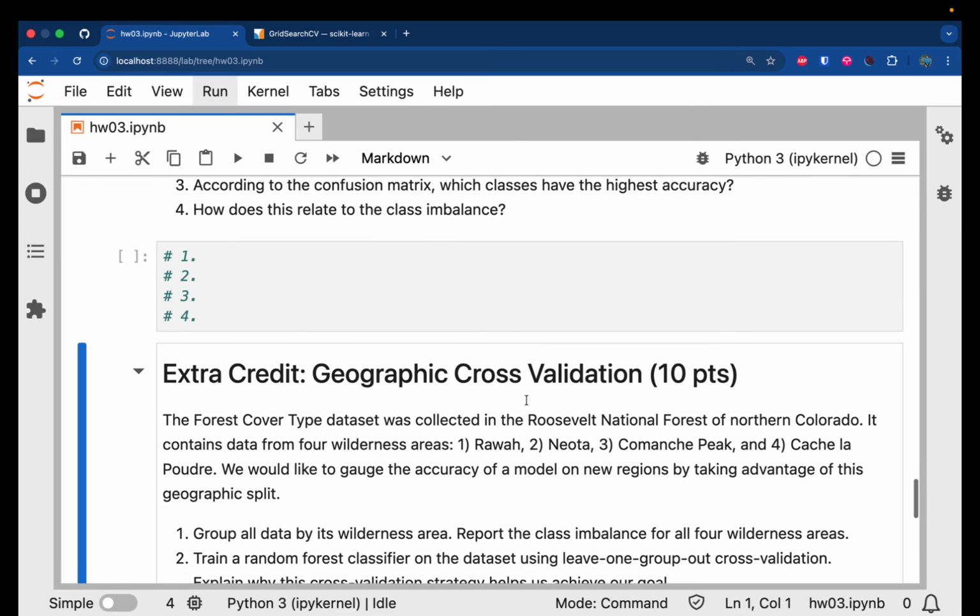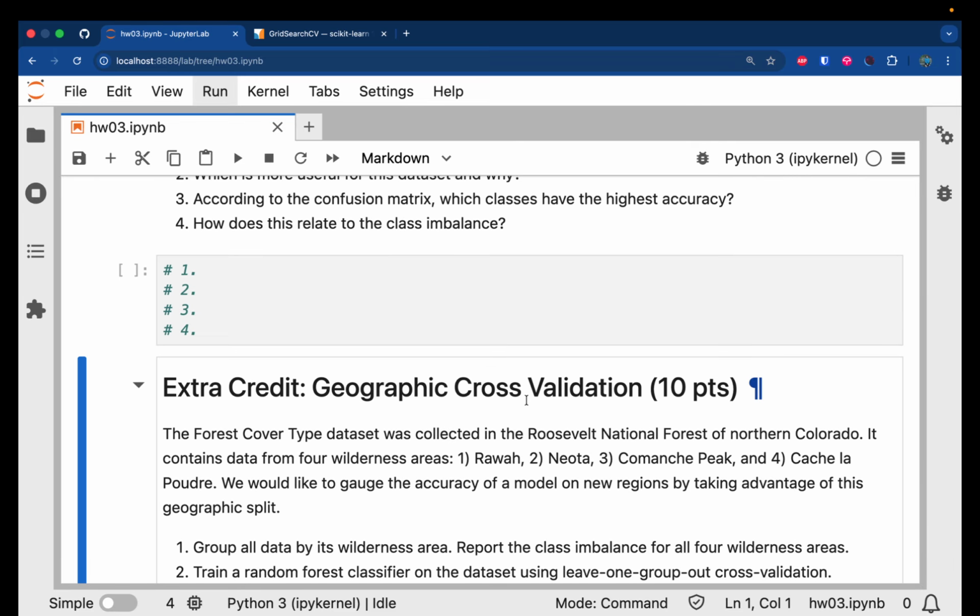Any other questions? As usual, extra credit's optional. Do it if you have time, especially if you want to learn more. This is really, really useful for real research. If you want to really do research in this field, you almost always want to do a geographic split.